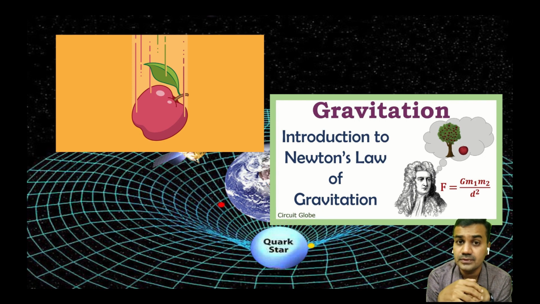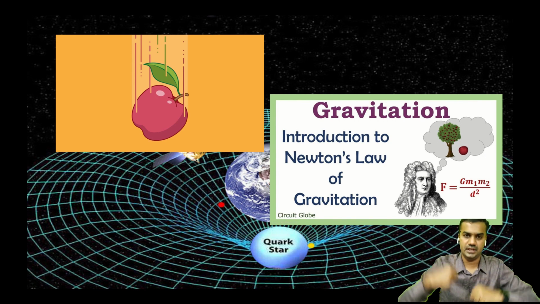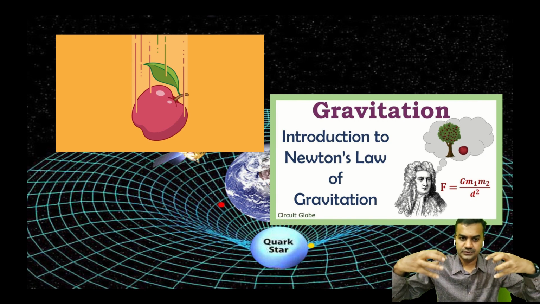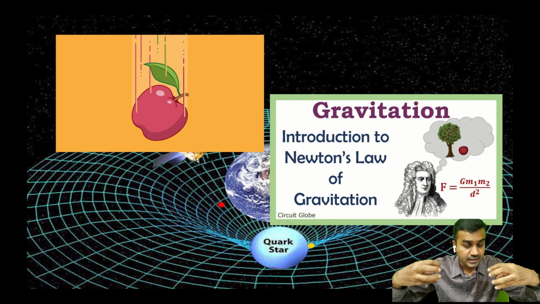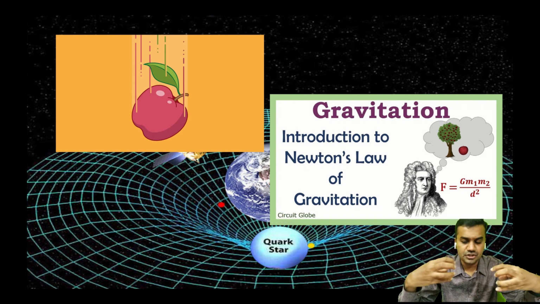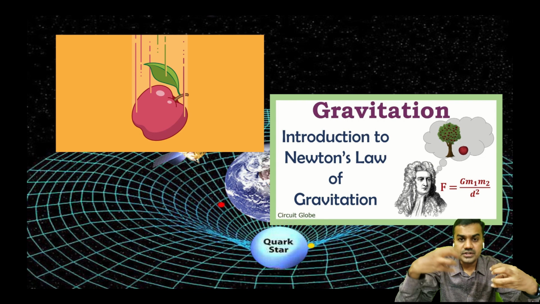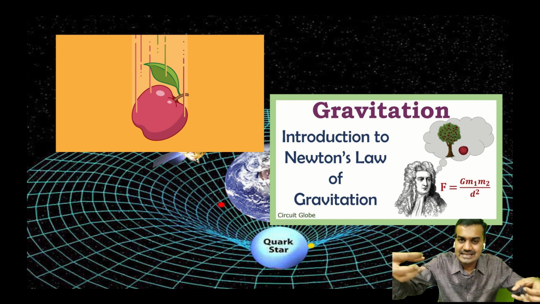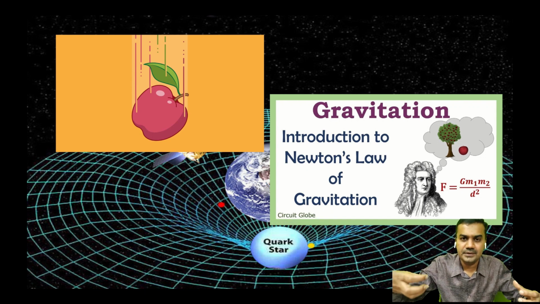It says that the force between two objects, the gravitational force, requires a minimum of two bodies, and those should have a certain finite amount of mass. Newton says that the force of gravitation between two objects is directly proportional to the product of their masses and inversely proportional to the square of the distance between them. More is the mass, more will be the gravitational force. Larger is the distance, lesser will be the gravitational force.